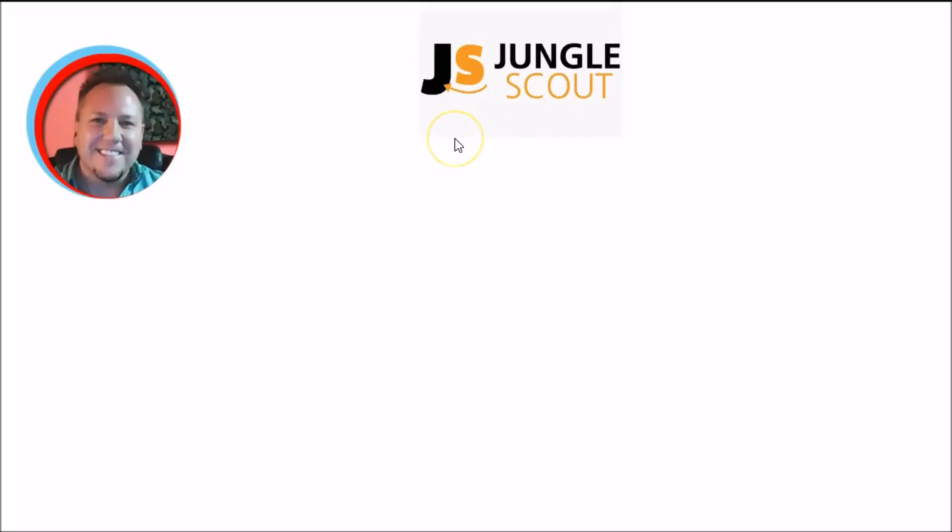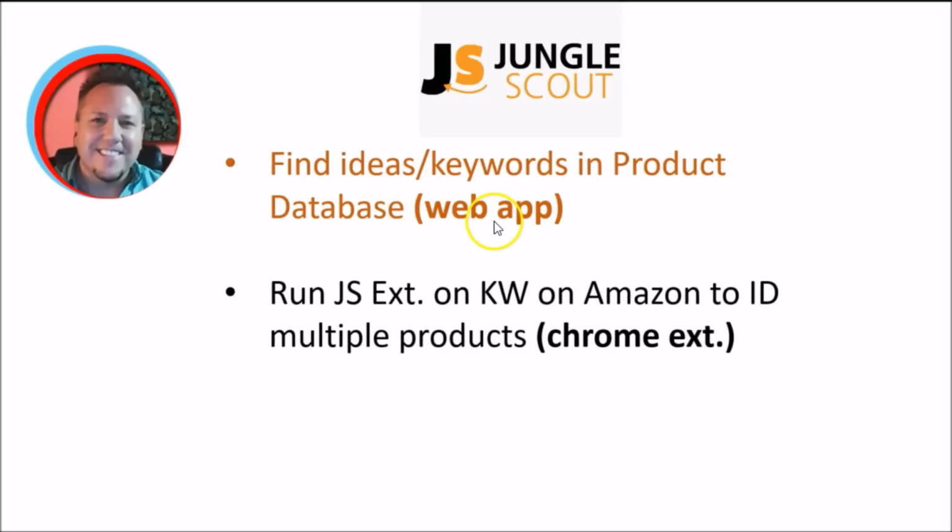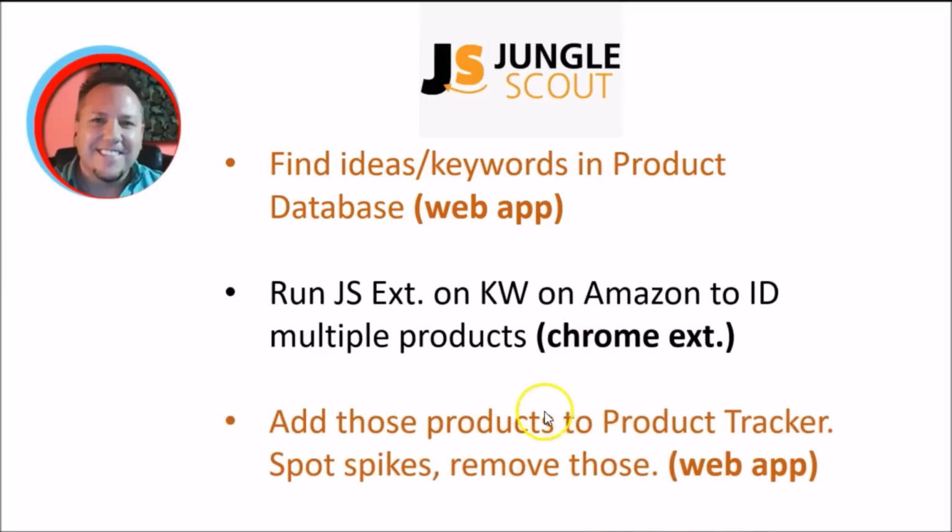By the way, here's Jungle Scout's recommended process when using their products. First thing you want to do is find your ideas and your keywords in the product database. That's using the web app that has several tools in there which are really helpful. You also will want to run the Jungle Scout extension in your Chrome browser on the keywords while you're on the Amazon site. So you want to be able to identify multiple products using this Chrome extension. Then once you do that, you want to add those products to the product tracker, and that's within the web app. What this helps you do is spot spikes, for example, in these products, and then you can remove those because you know that they're just temporary trends.